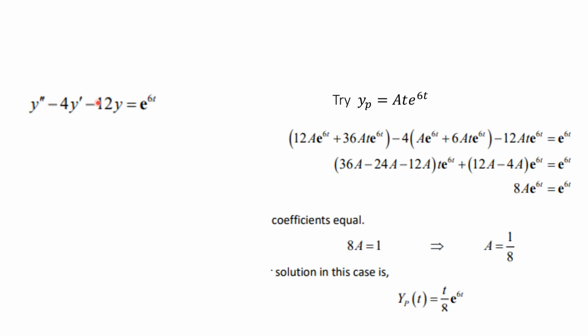There's the differential equation. There's your particular solution. We take the second derivative, the first derivative, and put the function in, and we collect like terms. We find out that 8a e to the 6t is equal to e to the 6t. When we simplify that, you see the coefficient of this one actually ends up being 0. So a is equal to 1 over 8, and the solution is y sub p equal to t over 8 e to the 6t.